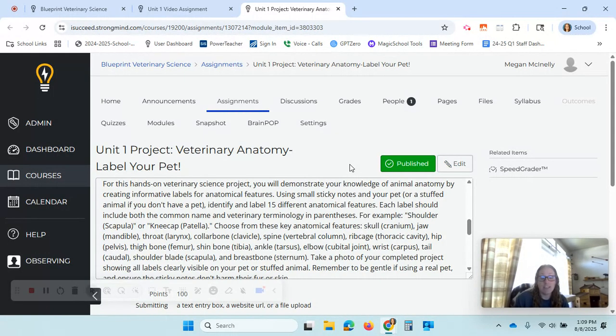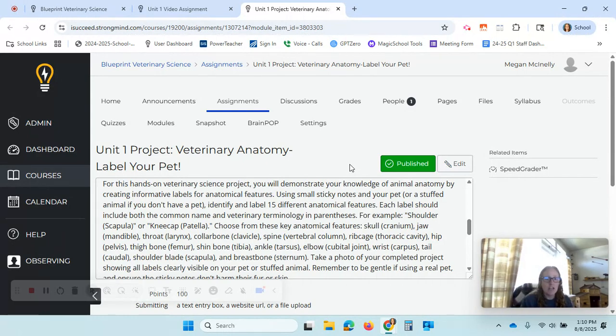I recommend sticky notes and a nice pen. Here are some other examples of things you can choose from and label on your pet, right? Shoulder, kneecap, jaw, larynx, things like that. Try to use the scientific veterinary term, right? It's going to help you more in the long run. And you need 15 of those. You can do a mixture of positions and anatomical features. Put some nice little sticky notes with the correct terminology, correct arrows if needed, and correct placement on your pet.